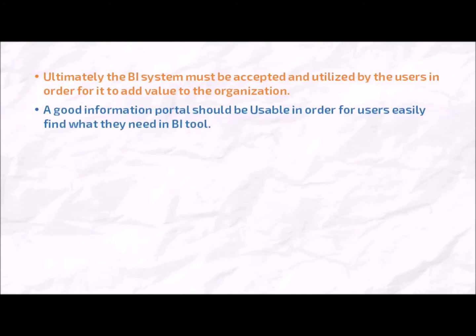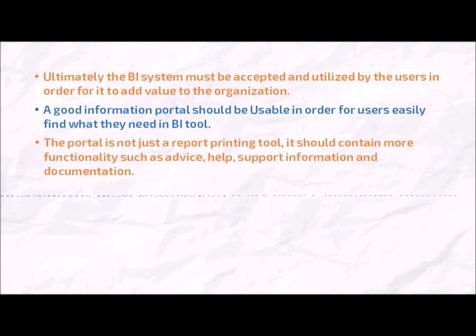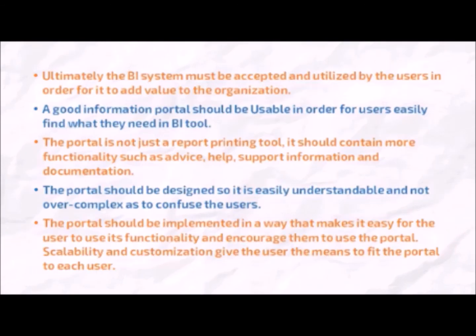Ultimately, the BI system must be accepted and utilized by the users in order for it to add value to the organization. A good information portal should be usable in order for users to easily find what they need in the BI tool. The portal is not just a report printing tool. It should contain more functionalities such as advice, help, support information, and documentation. The portal should be designed so it is easily understandable and not over-complex as to confuse the users. The portal should be implemented in a way that makes it easy for the user to use its functionality and encourages them to use the portal.